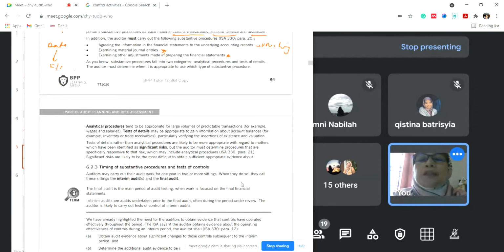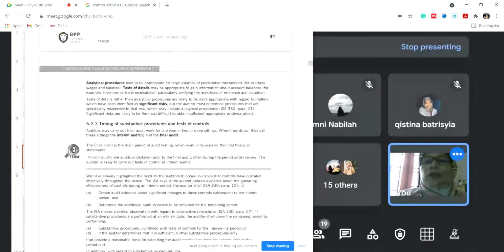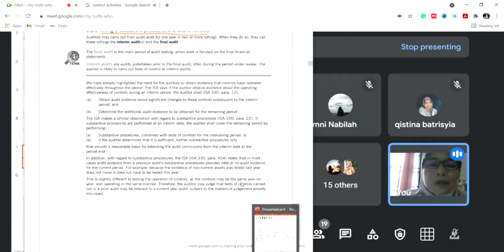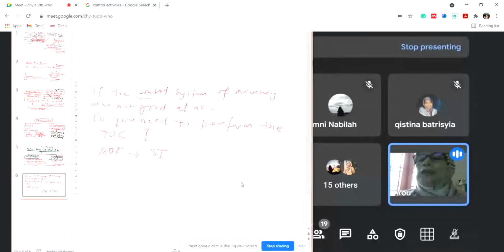So as you know, substantive procedure falls into 2 categories: analytical procedure and test of detail. So the auditor must determine when it is appropriate to use each type of substantive procedure. This one I nak cerita during the evaluation of audit evidence. So you have the analytical procedure and so on. You can read by your own. And the last one is the timing of substantive procedure and test of control. So the timing, as I already told you before.